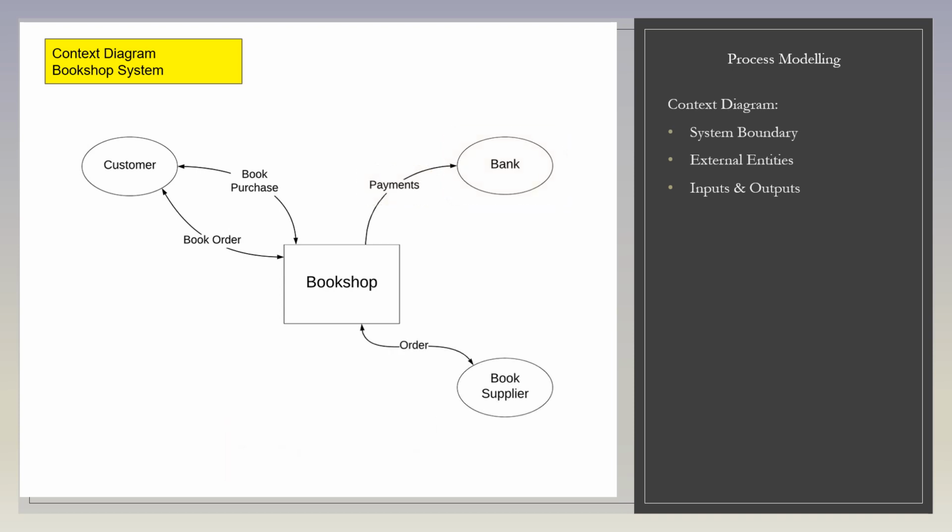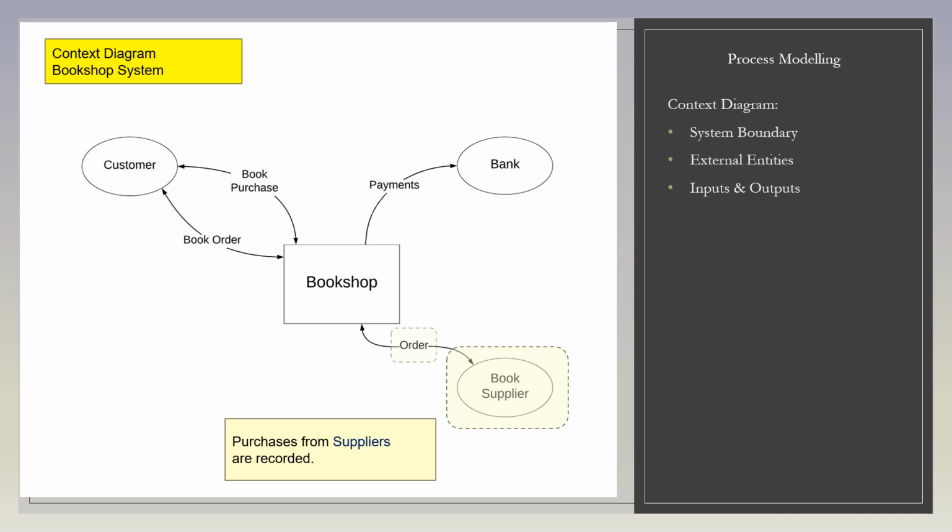From time to time, the bookshop purchases new stock from book suppliers. This is shown on the context diagram with a new external entity, book supplier, and a data flow labelled order.